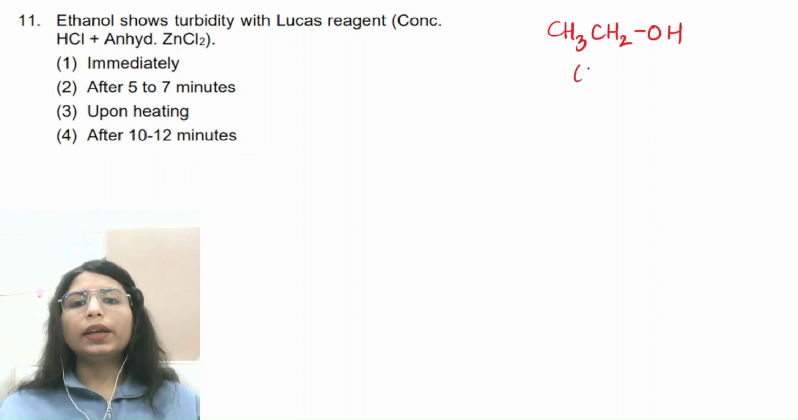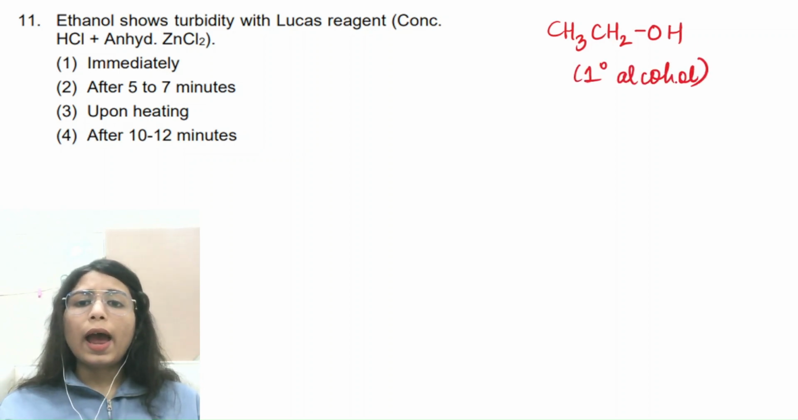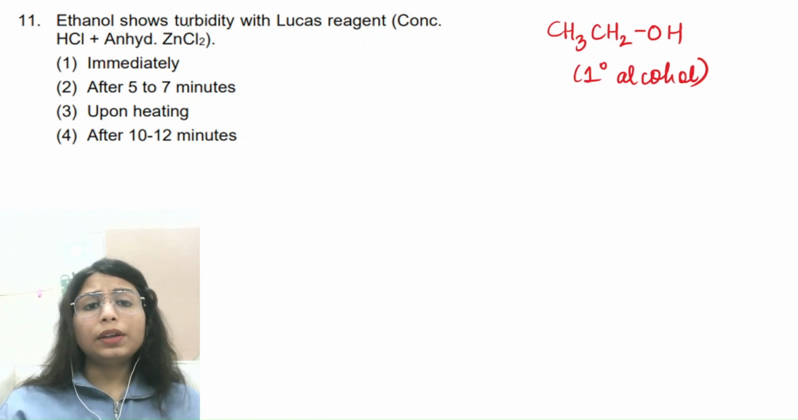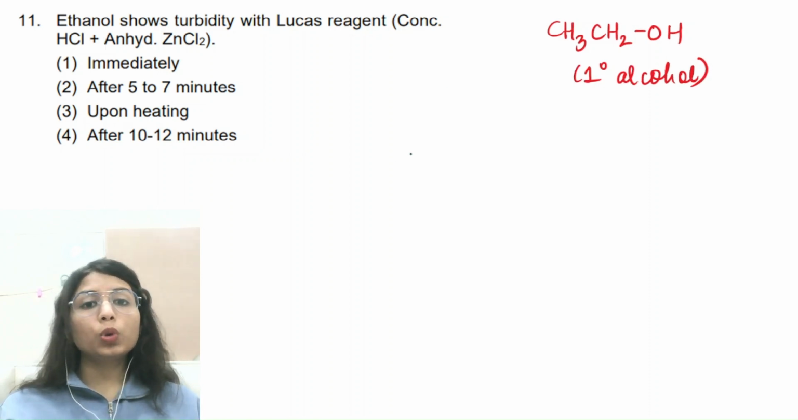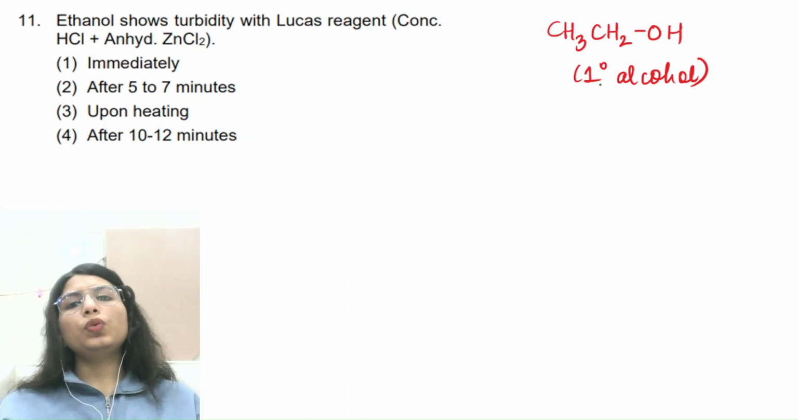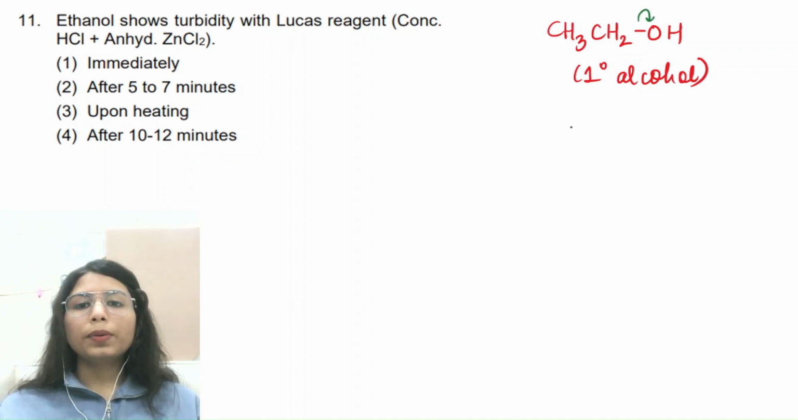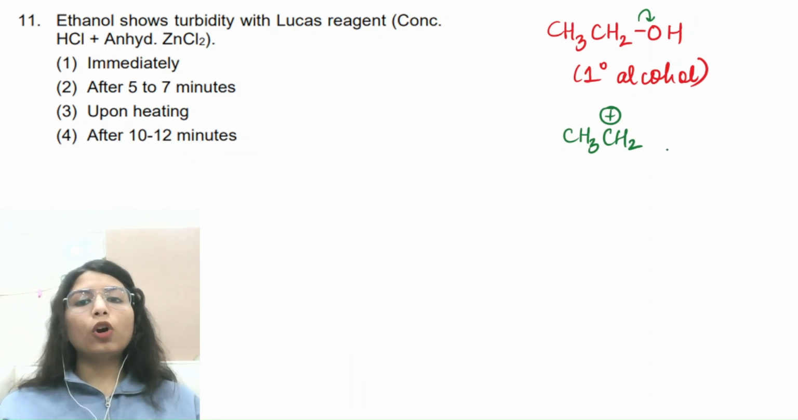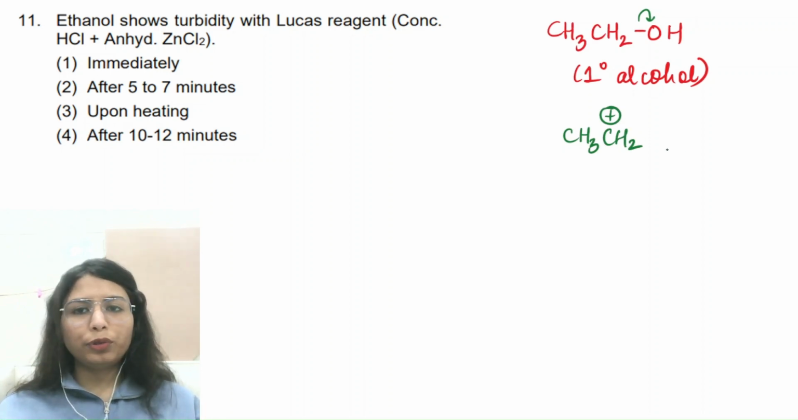It is a 1 degree alcohol, right? So 2 carbon, 1 degree alcohol, and here we have to see in what time it is going to show the turbidity. So we know that in Lucas reagent, what is the intermediate that is formed? After the loss of OH, a carbocation is formed. The more stable the carbocation, the more is the speed of showing the turbidity. That you have to remember.